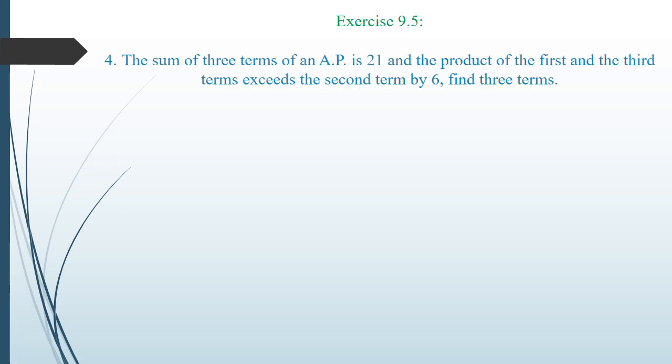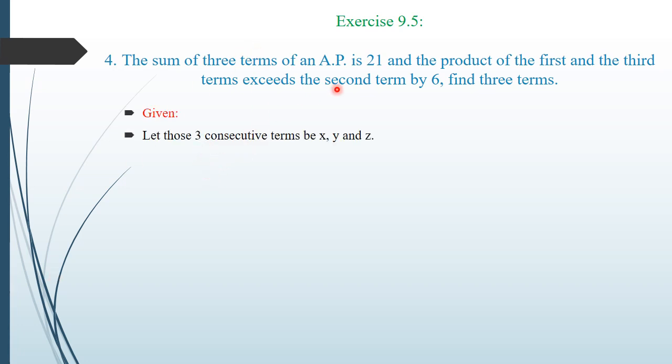Next question, question number 4, which says the sum of three terms of an AP is 21 and the product of the first and the third term exceeds the second term by 6. Find the three terms. Here the question looks a bit complicated, but it is quite simple. We just need to make sure that we are writing down all the given statements in proper manner, so that this entire question can be broken into 2 or 3 parts, and we are going to analyze the question. Let us see how we can do that.